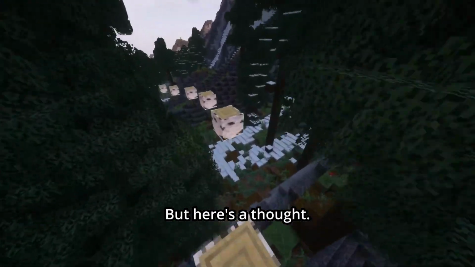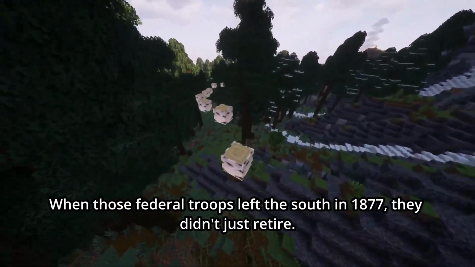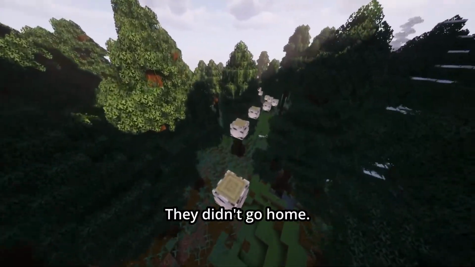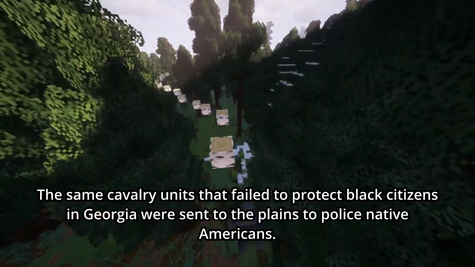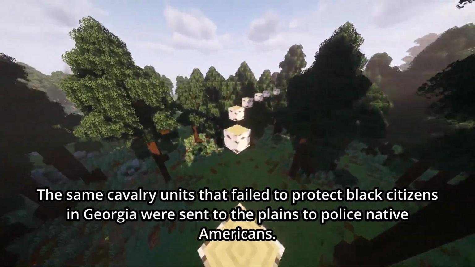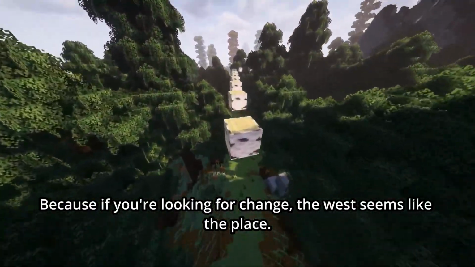But here's a thought. When those federal troops left the South in 1877, they didn't just retire. No, they didn't. They went somewhere else. That's a brilliant connection. They didn't go home, they went west. The same cavalry units that failed to protect Black citizens in Georgia were sent to the plains to police Native Americans. So let's move to the West, because if you're looking for change, the West seems like the place.